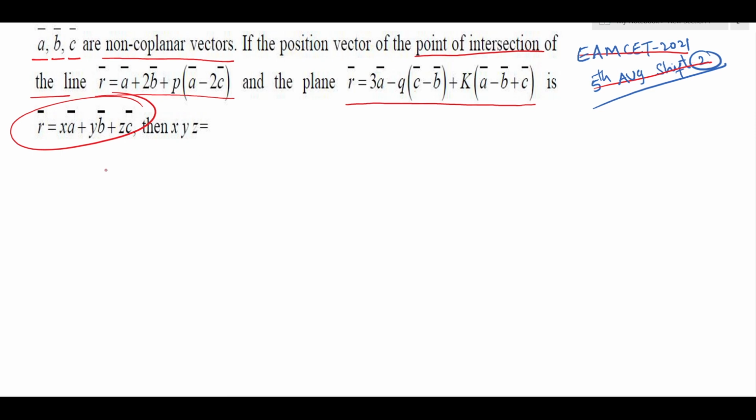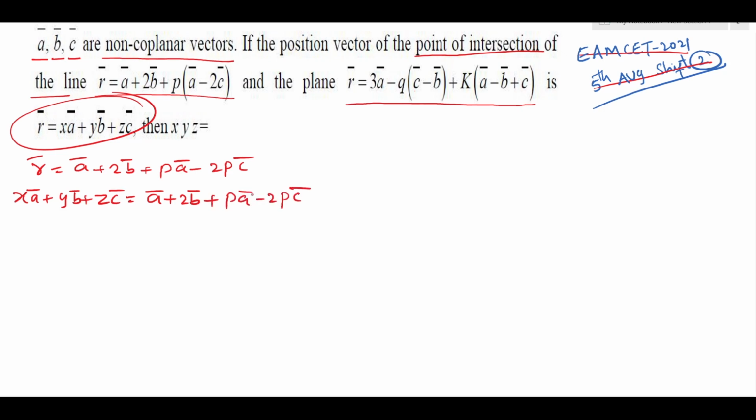Here r bar is given, that is xa bar plus yb bar plus zc bar. Substituting in the line equation, that is r bar is equal to a bar plus 2b bar plus p into a bar, pa bar minus 2p into c bar. Here r bar, xa bar plus yb bar plus zc bar, is equal to a bar plus 2b bar plus pa bar minus 2pc bar.